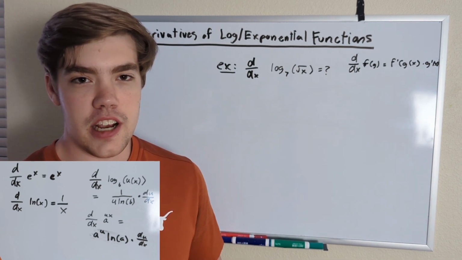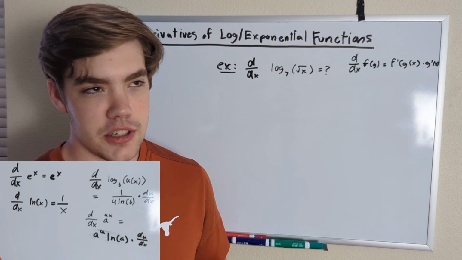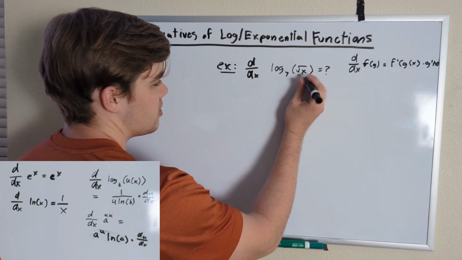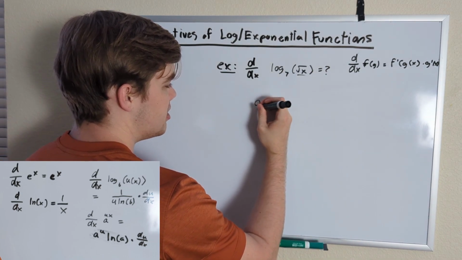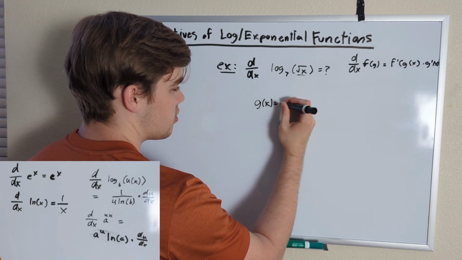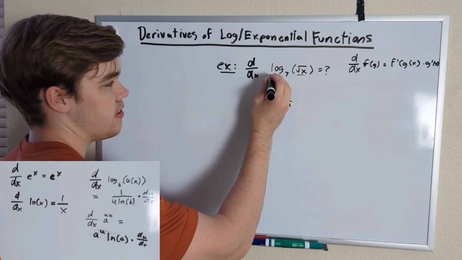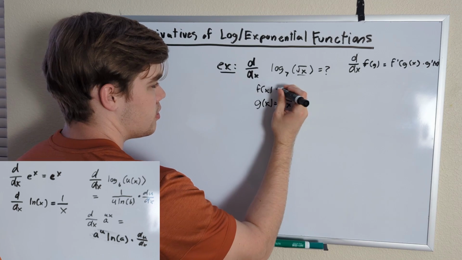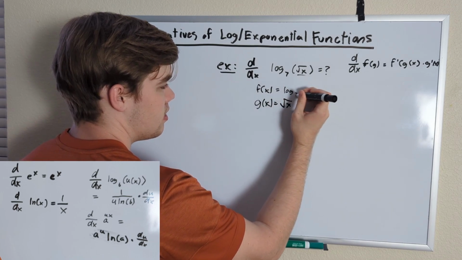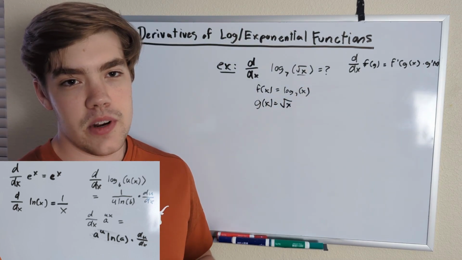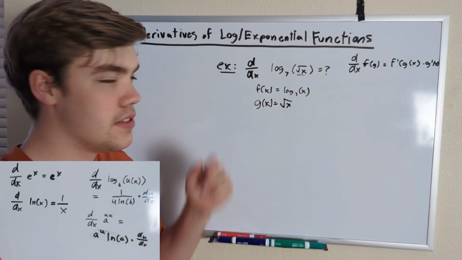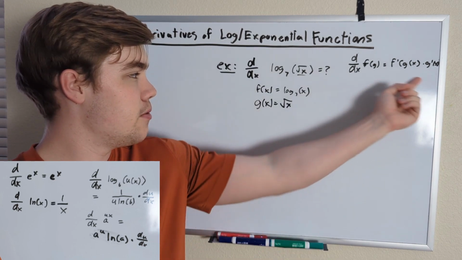So in order to apply the chain rule, we need to establish our inner and outer function once again. Our inner function, of course, is going to be square root of x, and that will be our g of x, equal to square root of x. And our outer function, f of x, is equal to log base 7 of x. Now, once again, we need to find the primes, or the derivatives, of both these functions in order to plug it into the chain rule over here.